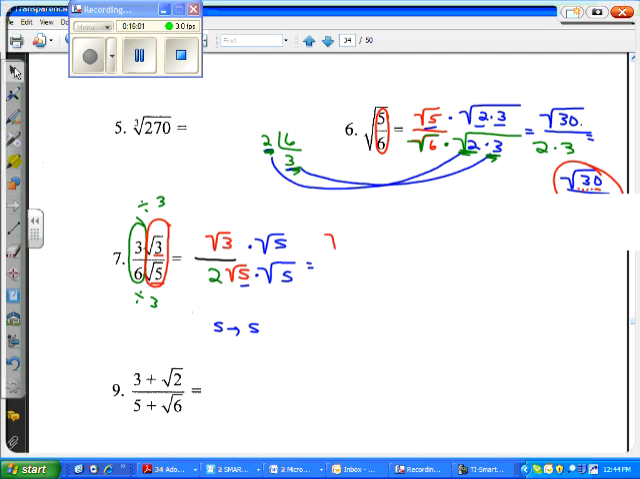On top, we're going to get square root 3 times square root 5 is square root 15. On bottom, we have a 2 that was already out there. And then for 5s, it pops out a 5. We go ahead and multiply, and we're going to get square root 15 over 10.